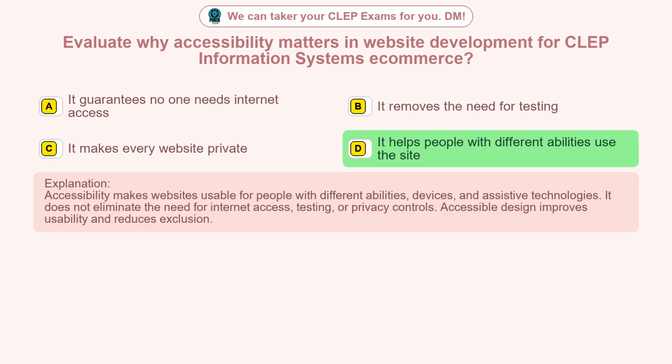Accessibility makes websites usable for people with different abilities, devices, and assistive technologies. It does not eliminate the need for internet access, testing, or privacy controls. Accessible design improves usability and reduces exclusion.